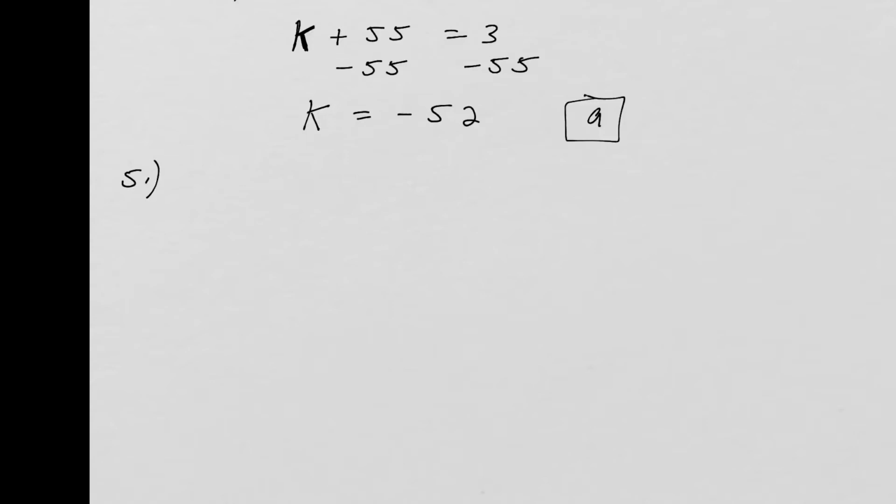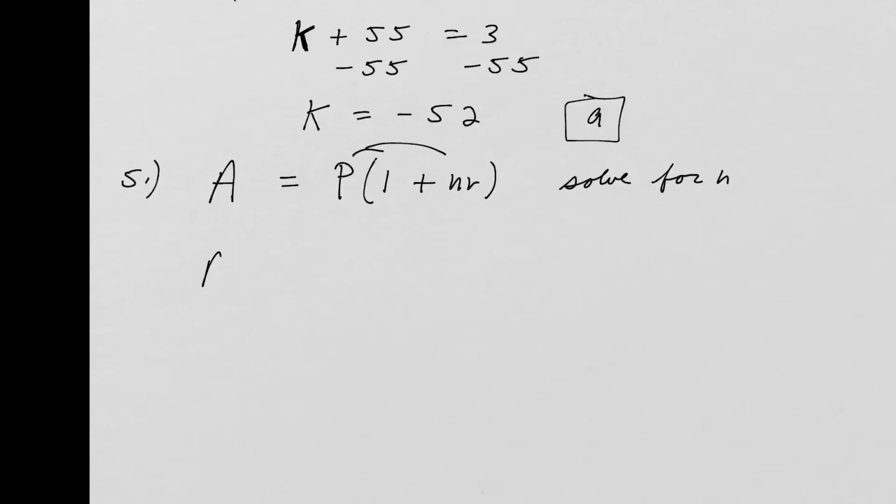Number 5, we're asked to solve for the indicated variable. In this case, we're given the equation A equals P times (1 plus nr). And actually, in this case, we want to solve for n. So first thing I would do is distribute in that P. So if A is equal to, well, P times 1 is just P, and then P times nr is plus P and r, right? Just write it together.